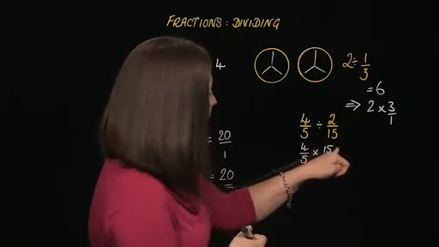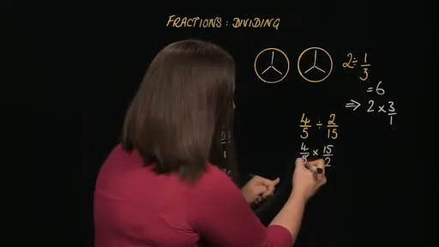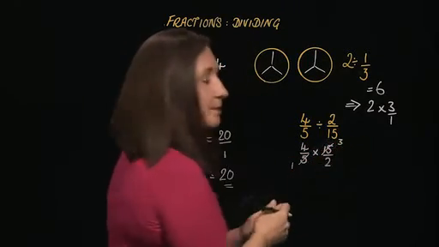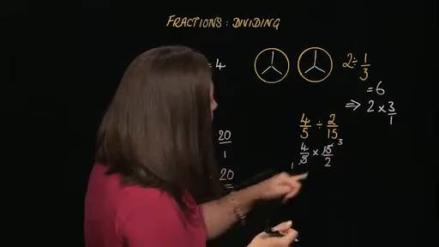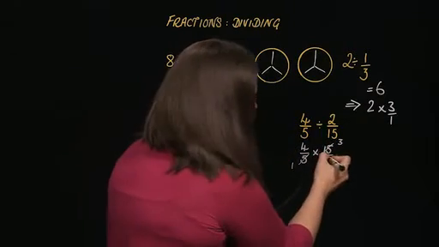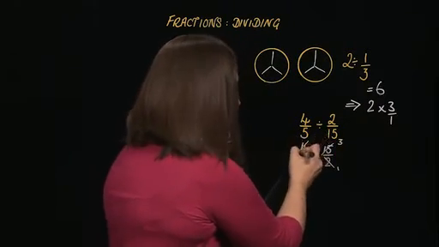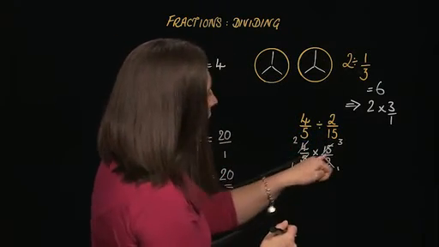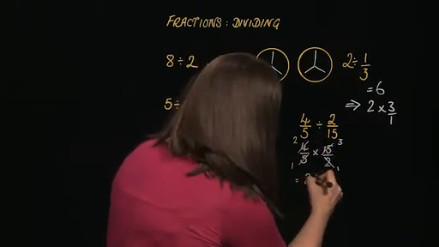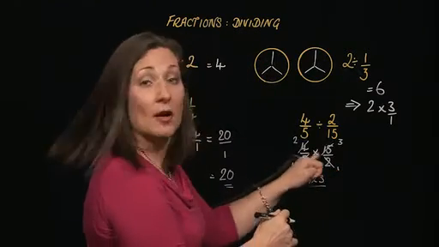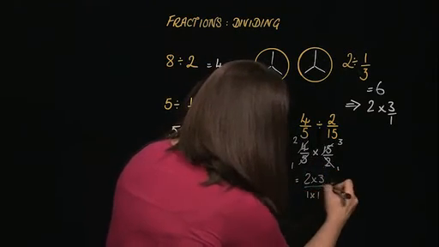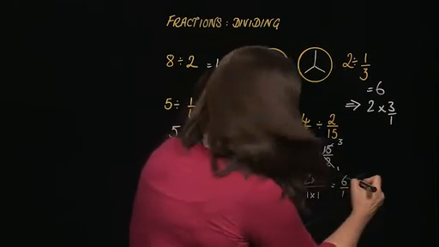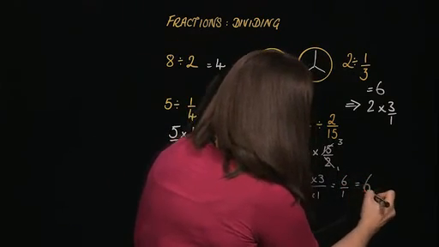5 and 15. 5's divided into 5 once, and 5's divided into 15 3 times. Can I say anything else? Yes, 2 and 4. 2's going to 2 once, and 2 goes into 4 twice. So what I'm left with is 2 times 3 at the top, and underneath 1 times 1. And that gives me 6 over 1, or in other words, 6. And there you go.